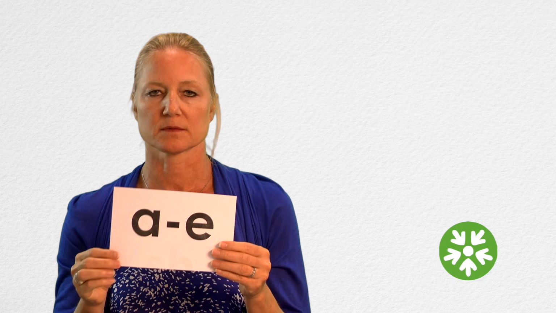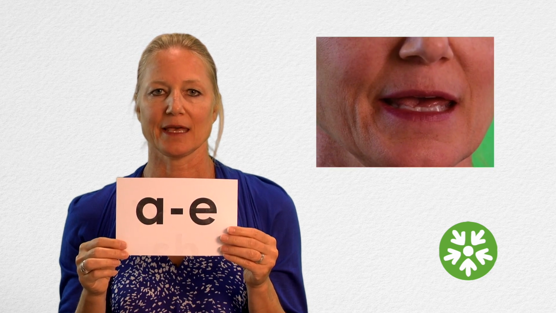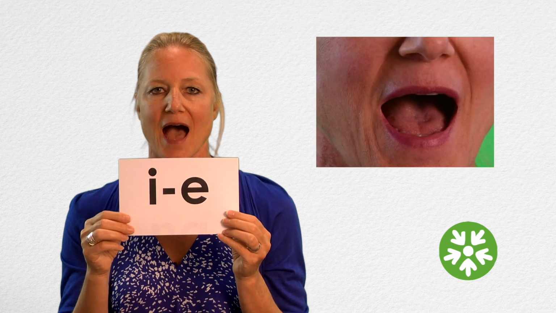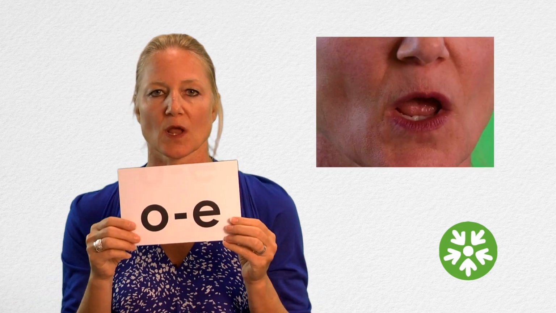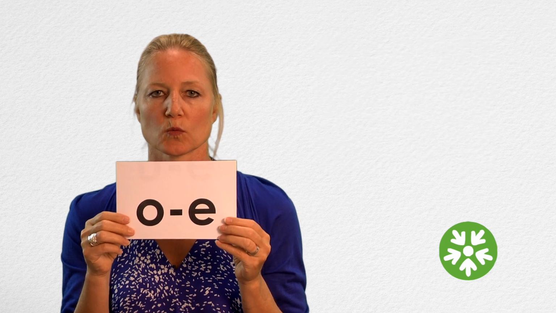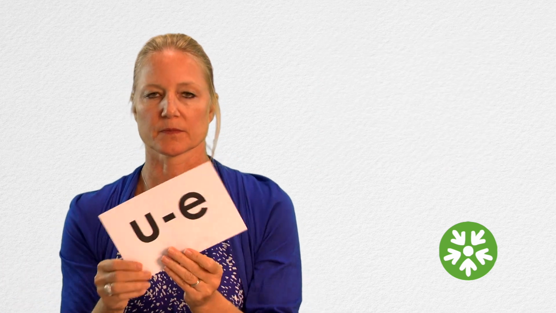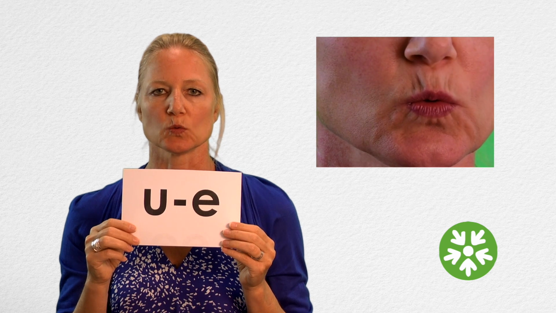If a vowel makes a long sound or says its name, it will usually have an E after it. A, E, I, O, U.